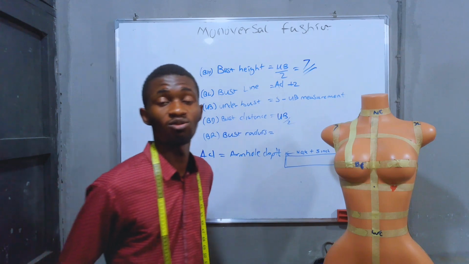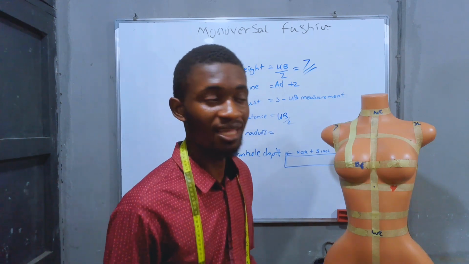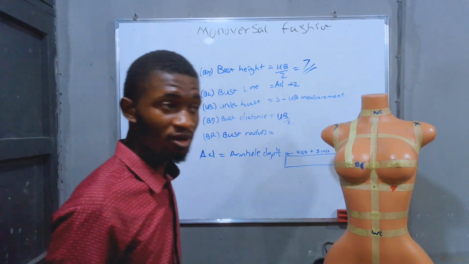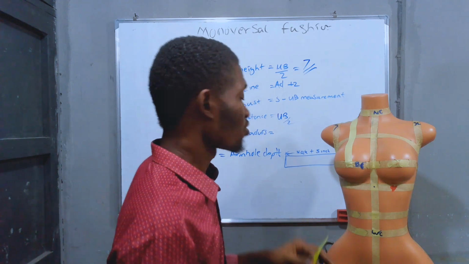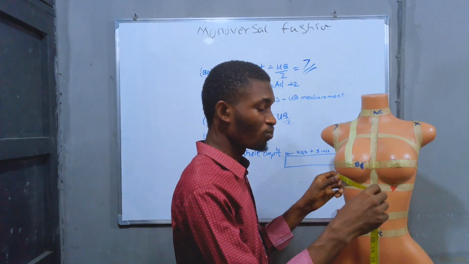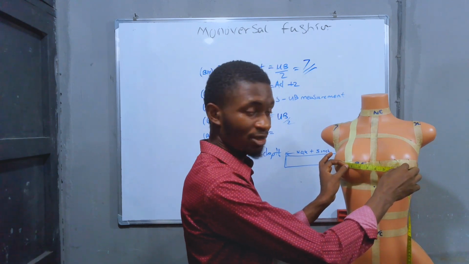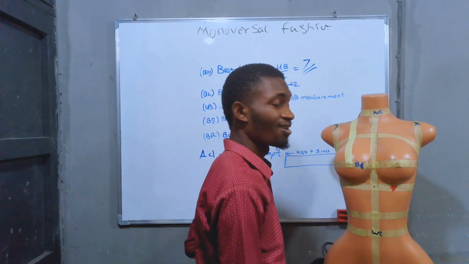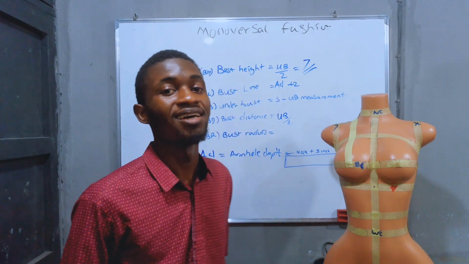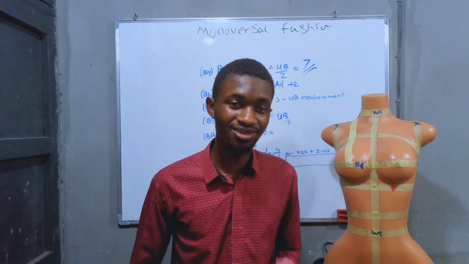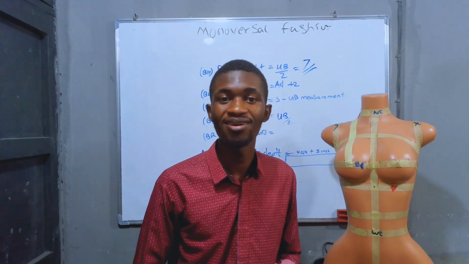Let us go over to bust distance. To measure the bust distance, you can simply put your tape like this on the person's bust and measure from one nipple to the other nipple. But if you ask me, as a beginner or a novice, you might end up with a very wrong measurement.